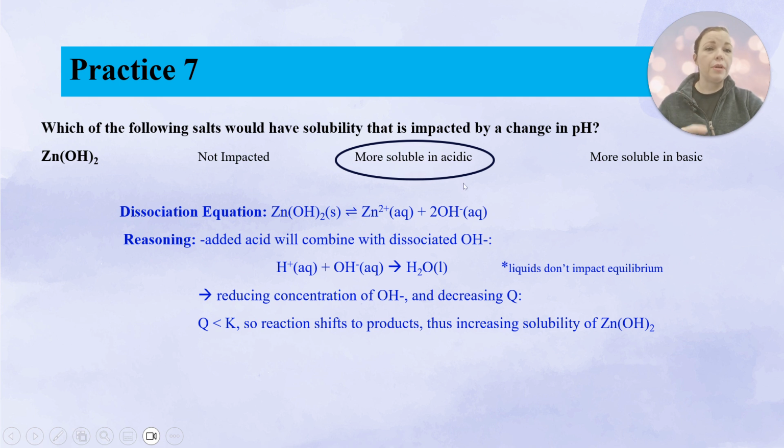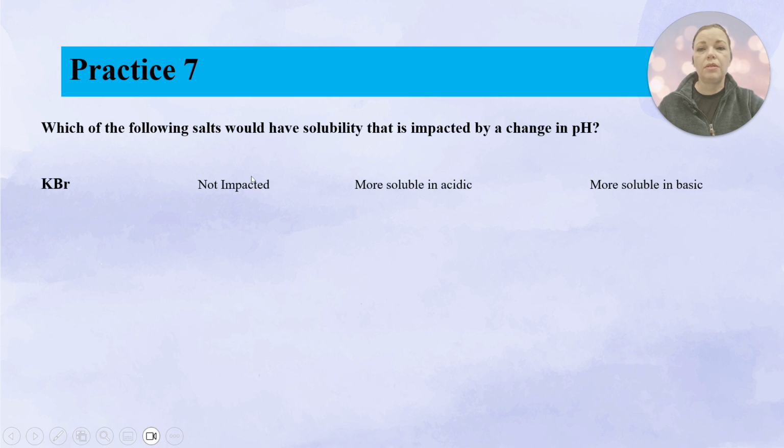Now, if you were to add base to this system, then again, as we talked about in the previous slide, that would be a common ion of hydroxide, and so that would shift you towards the reactants, which would decrease your solubility. All right, so now let's look at KBr, and KBr is not impacted by a change in pH.